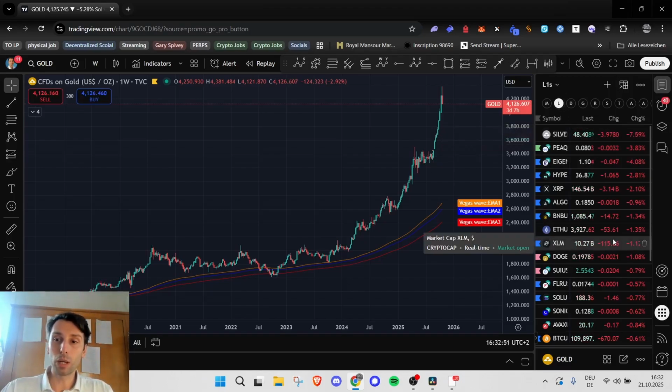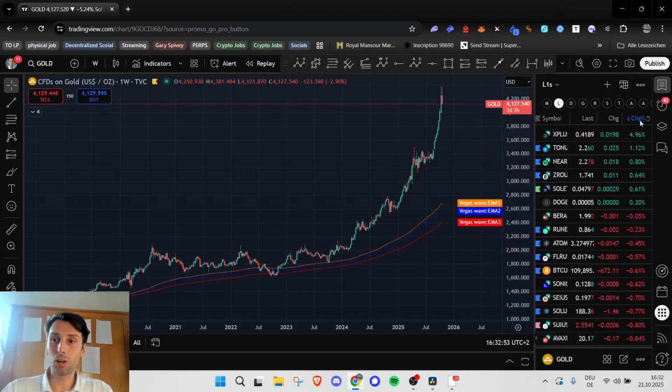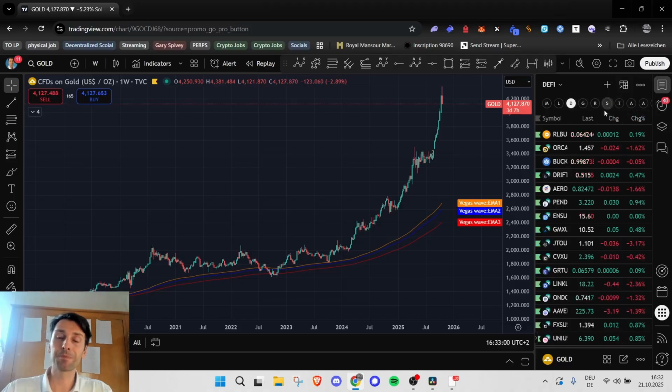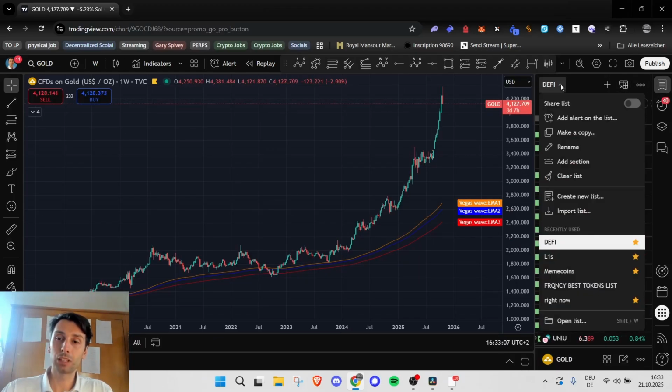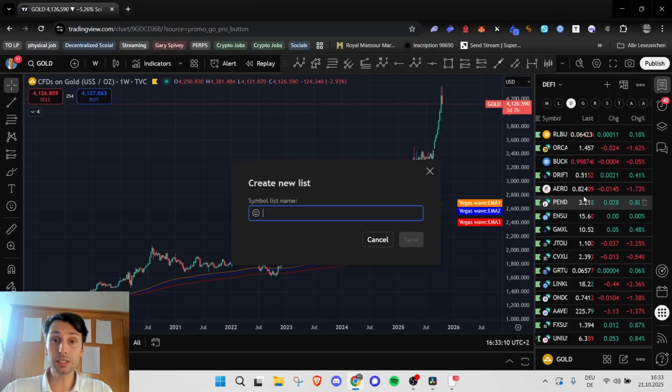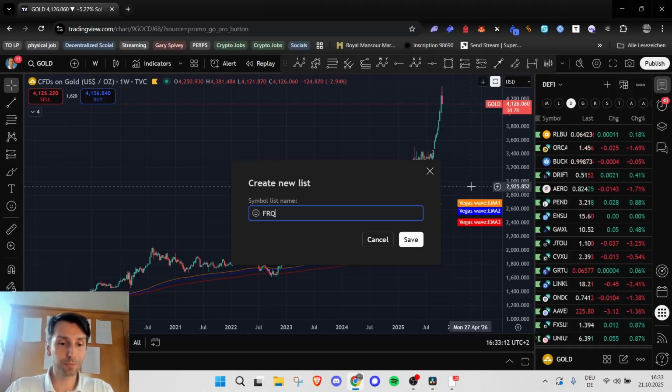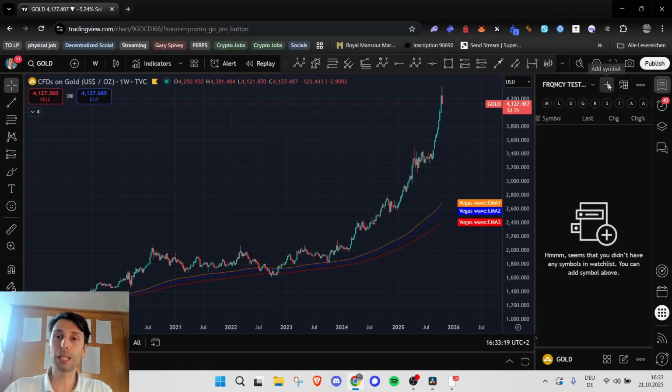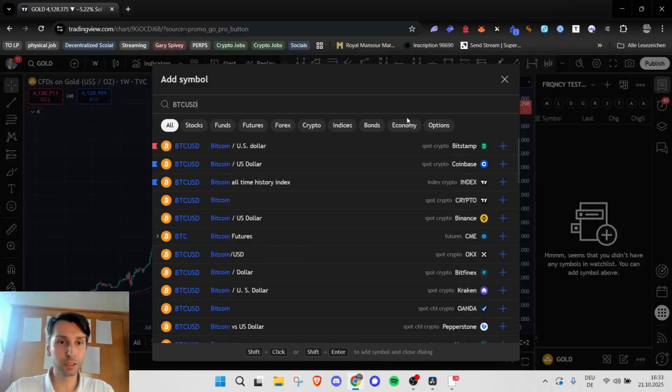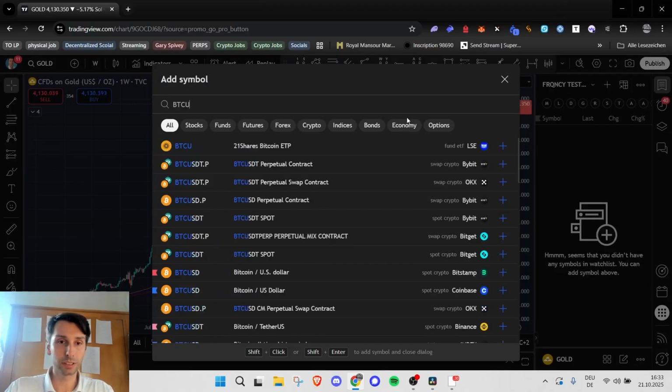Next, I have L1s tracked, and you can check, okay, how are L1s performing right now? Which ones are doing better? Which ones are doing worse? Then DeFi, etc. How you do that is you go to watch list, then on the left you have a drop-down menu, you create a new list, then input a name, or whatever you want to call the list, frequency test list, and then click on the plus button to, for example, put Bitcoin on the list.